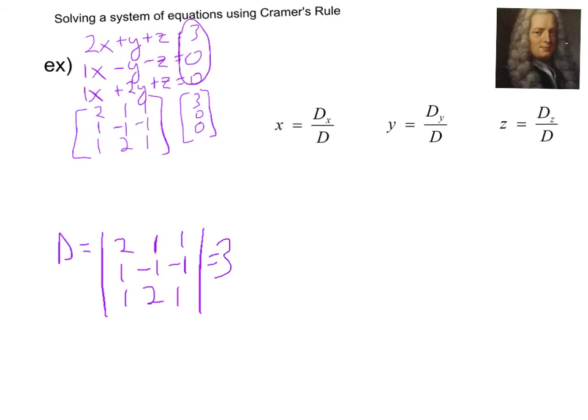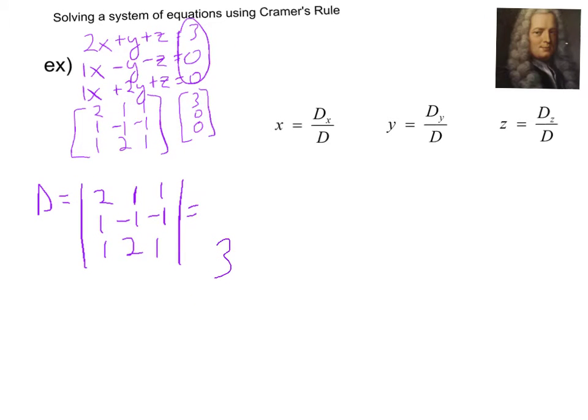I'm not doing, there we go. Okay, and this one over here. Oh, look at that. Proved the 3 right there. All right, different color, make it easier to see. So now for d sub x.